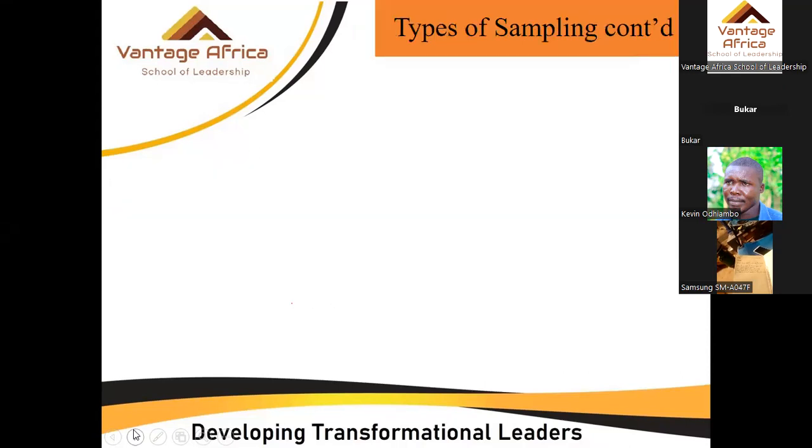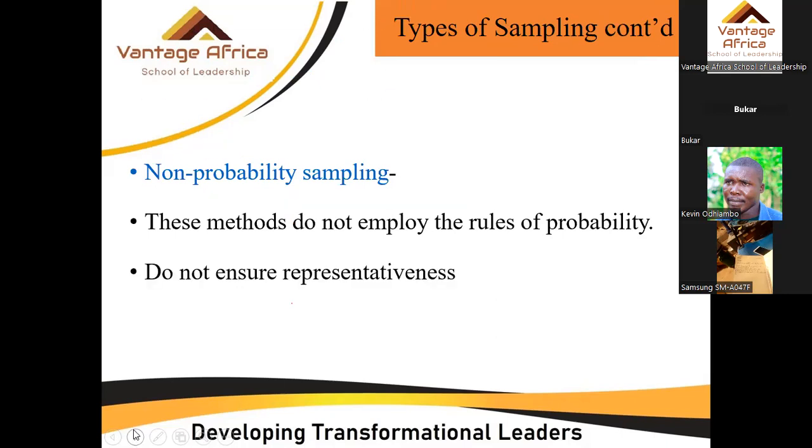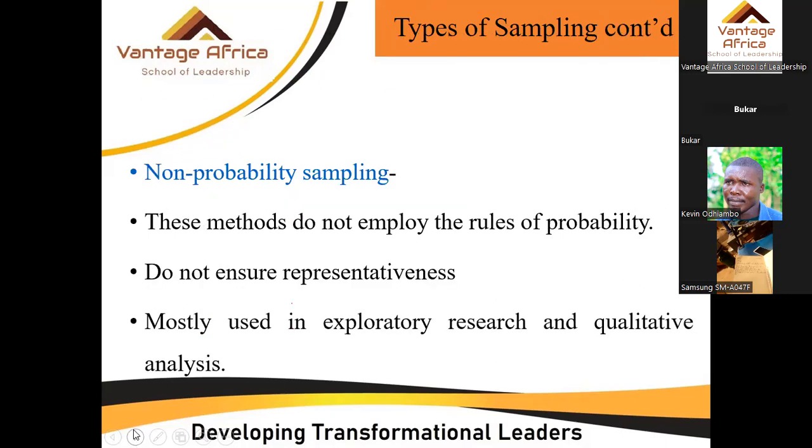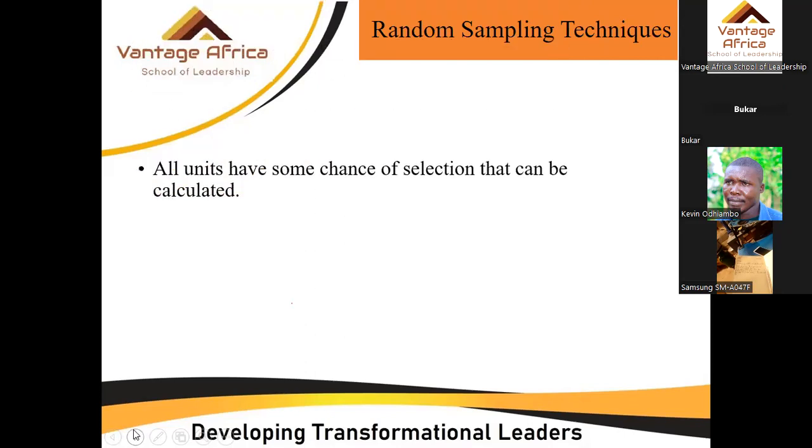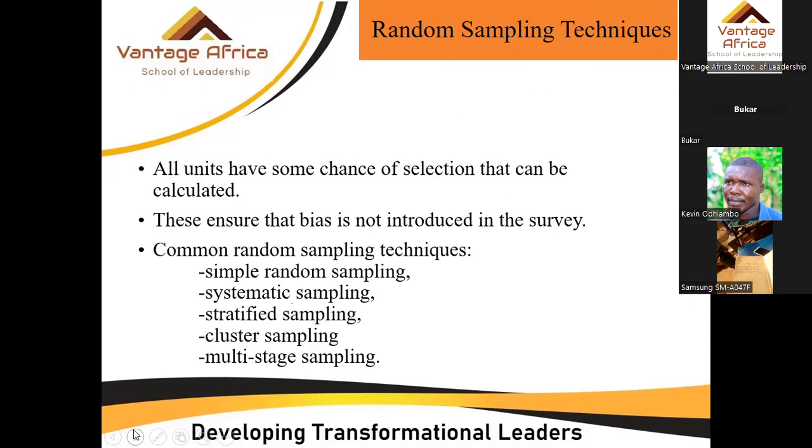But in non-probability sampling, there are some people within the population that are sure they are not going to be picked.